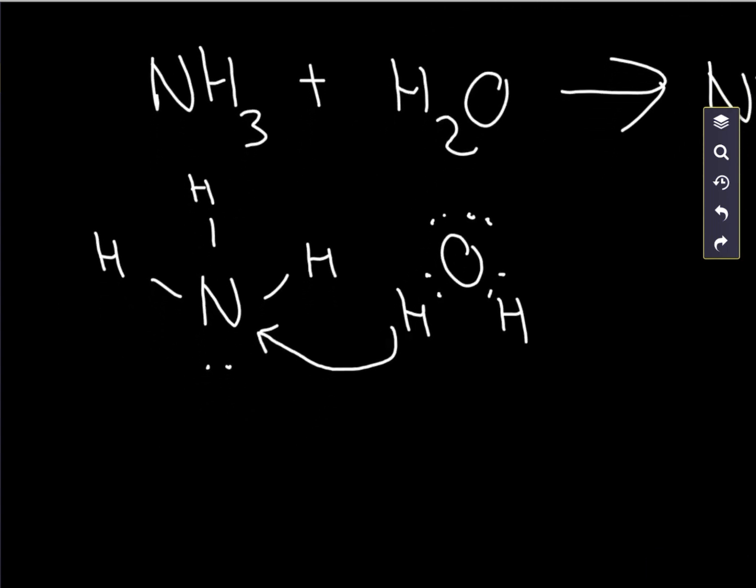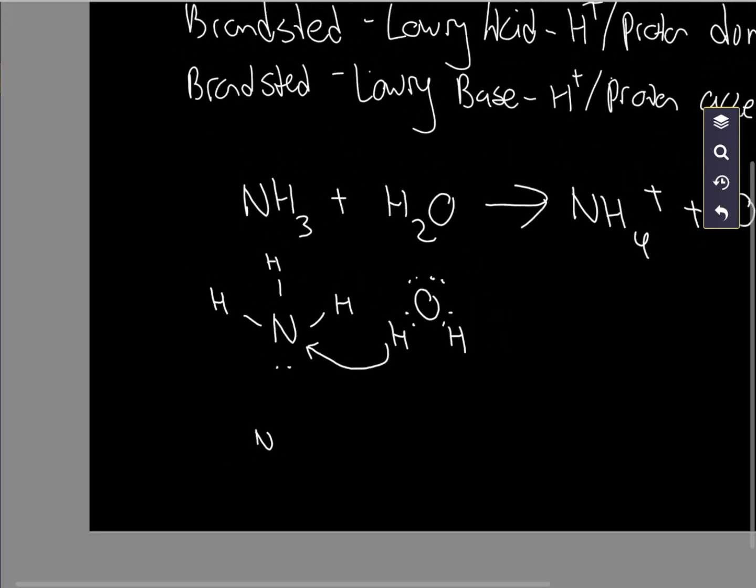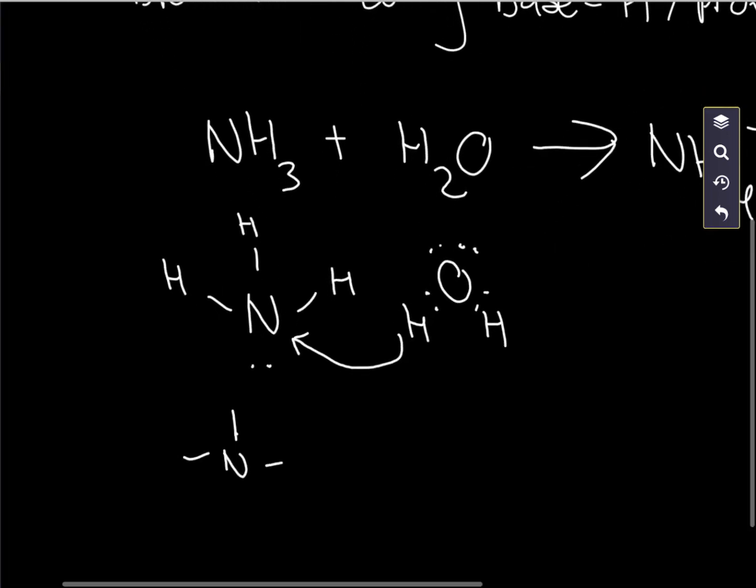So you have nitrogen, and now you have 4 hydrogens and a plus charge. So now we have ammonium, NH4 plus. This is going to look something like this. You have 4 hydrogens, and this is going to have a plus charge.